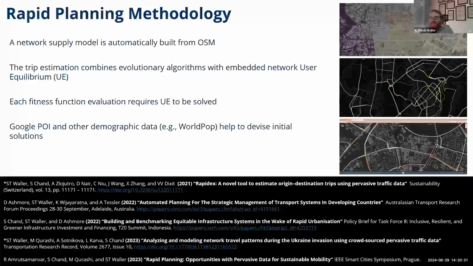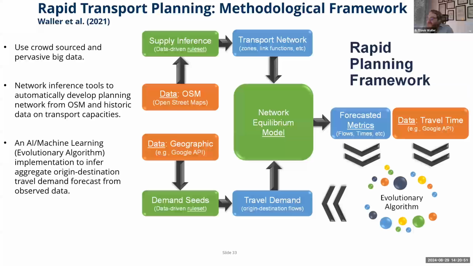Other sort of inputs include things like the Google point of interest, WorldPop demographic data, and others, particularly in creating the initial solutions to the genetic algorithm. And that's very important for computational efficiency. There's just a few papers talking about this specific overall approach. The overall framework we published in 2021, this is how it looks.